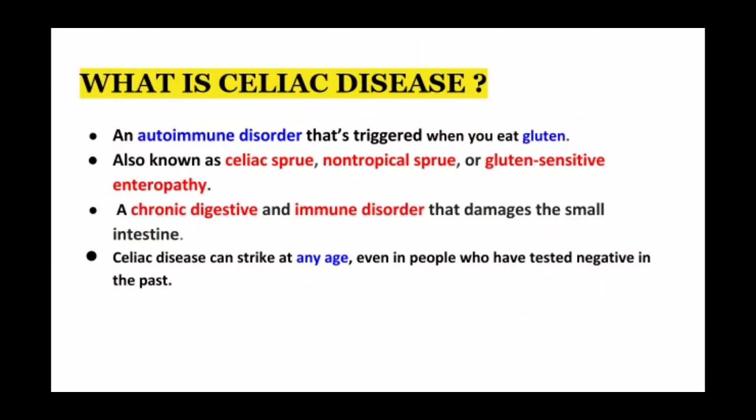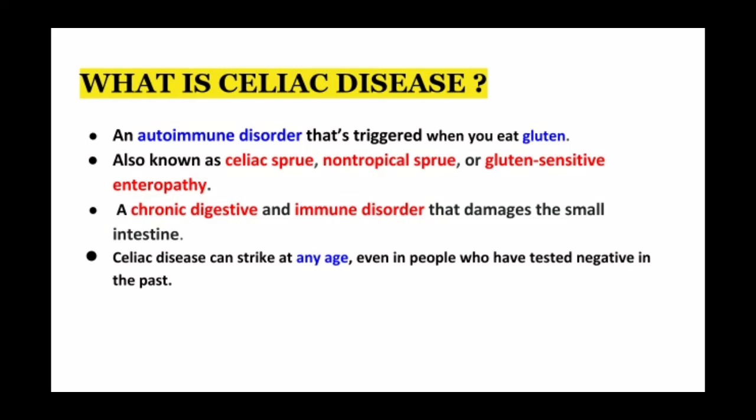So, what is celiac disease? It is an autoimmune disorder which is triggered when we eat gluten. What is gluten? Gluten is a protein which is found in different grains like wheat, barley, etc., which triggers an immune response resulting in damage of small intestine. So, this is an autoimmune disorder which affects our digestive system.